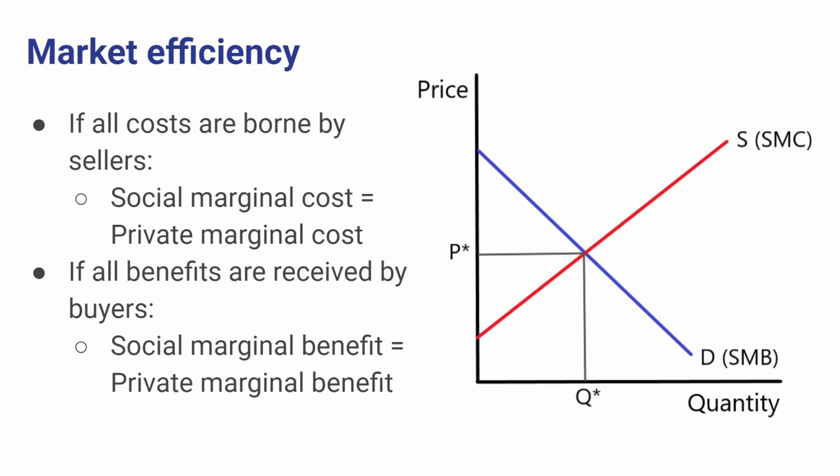Now, at the competitive equilibrium depicted here, social marginal cost equals social marginal benefit, again, assuming that all the costs and benefits are captured by market participants. And we know that when social marginal benefit equals social marginal cost, society's net benefit is maximized. That's why competitive markets result in allocative efficiency.